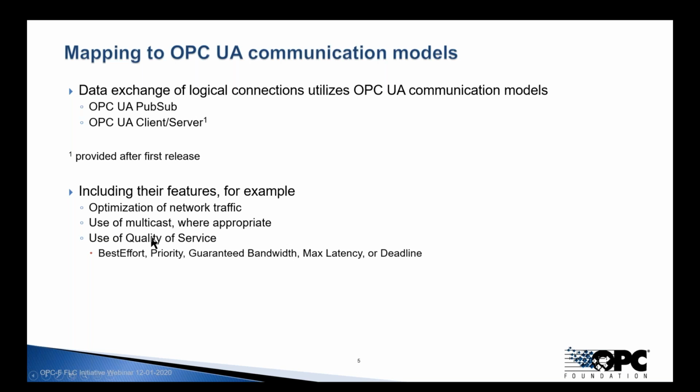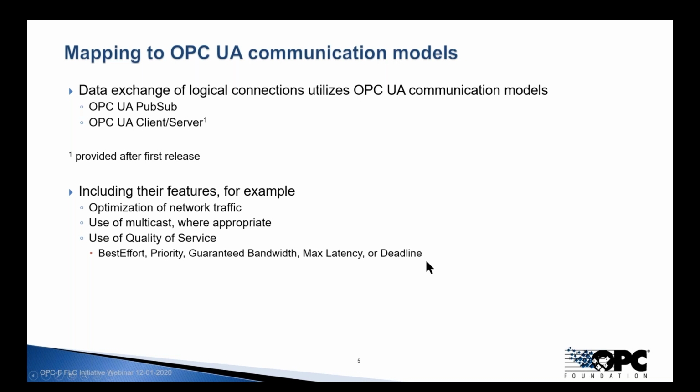PubSub, and actually Clark told you about that already. We have five different quality of service types. One is best effort, which is actually pushing out a UDP PubSub message, for example. The second one, priority: give that UDP message an IP priority or a PCP priority, a priority in the Ethernet header, in the layer 2 header.